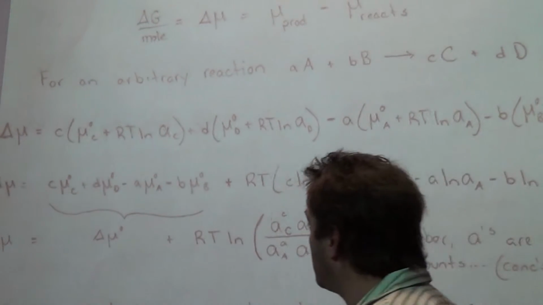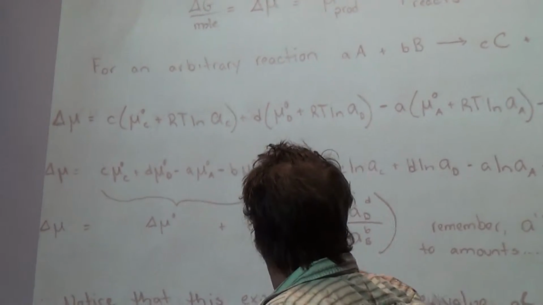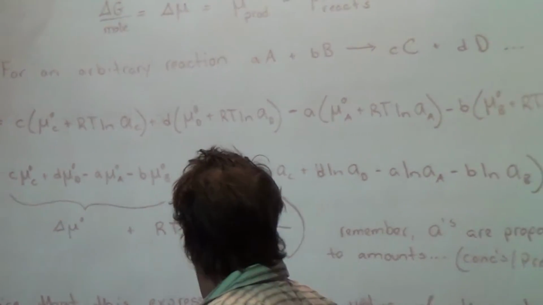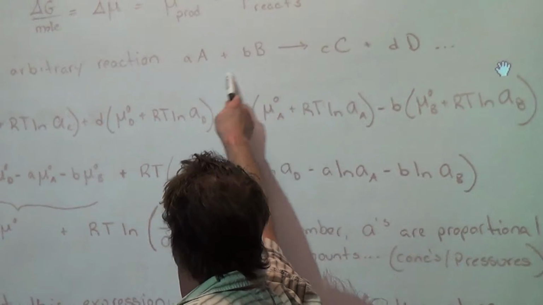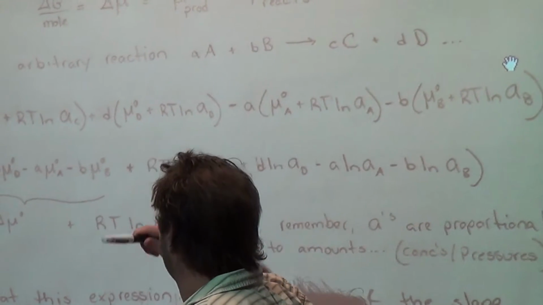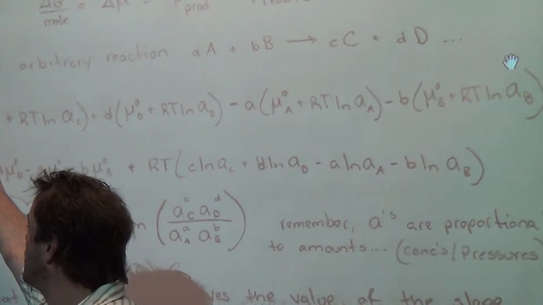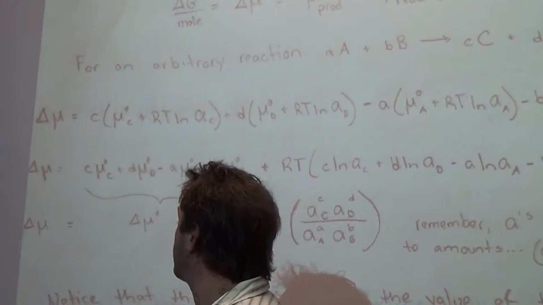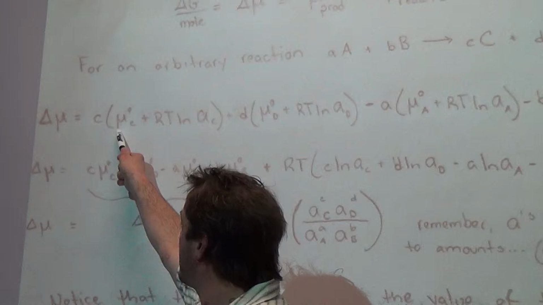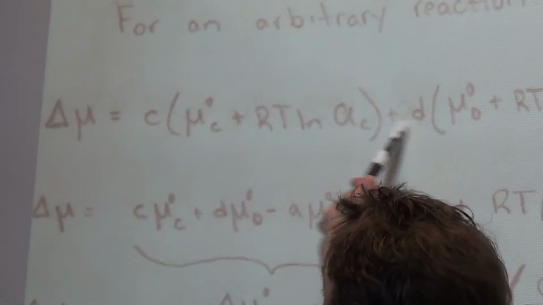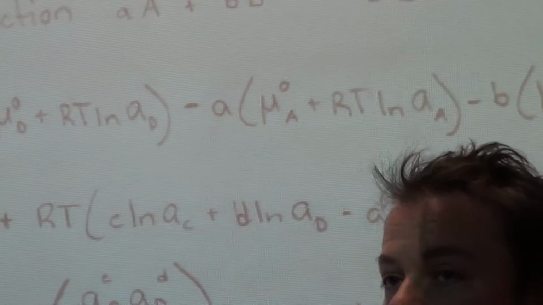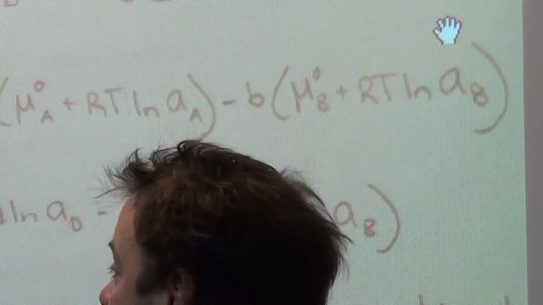It doesn't matter. Assuming that we've got A and B molecules going to C and D molecules, then the delta mu is equal to the mu of the products minus the mu of the reactants. And each product, the little letters are the stoichiometric coefficients, so we can put those outside and multiply each individual chemical potential by the stoichiometric coefficient. So we've got coefficients times the chemical potential of the species, where the chemical potential of the species is mu naught plus RT ln activity.